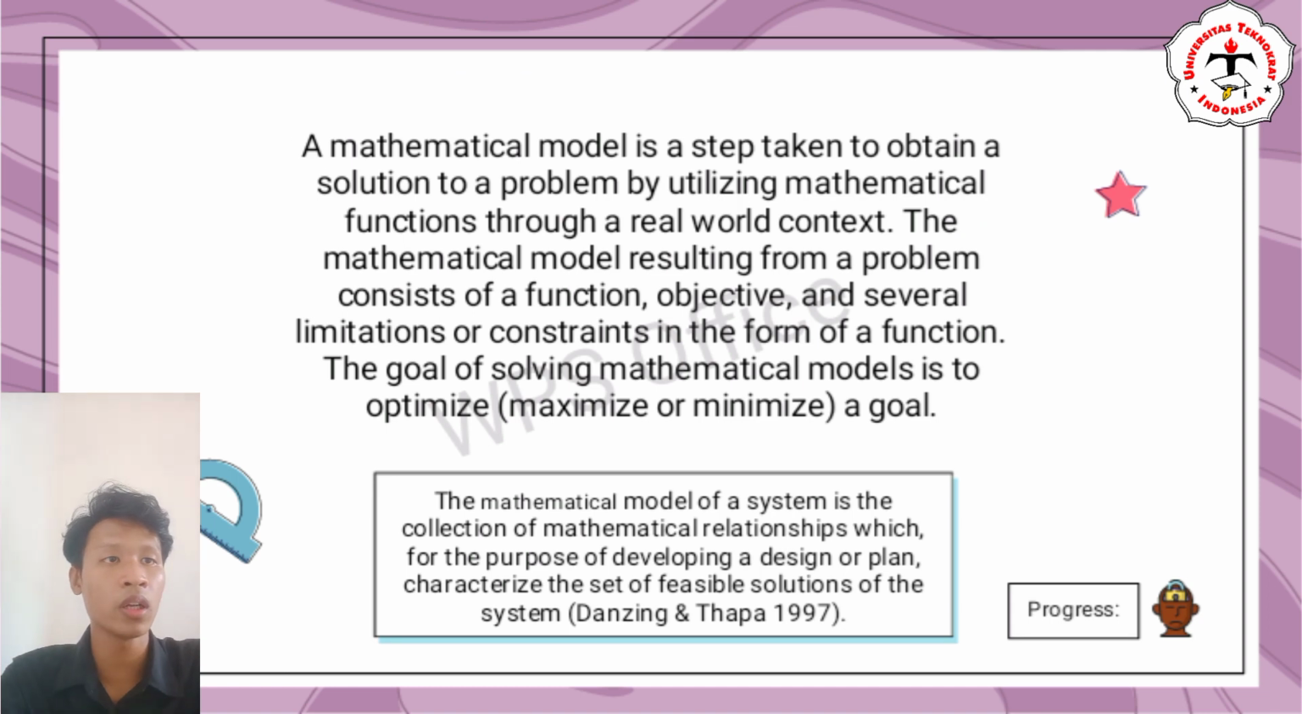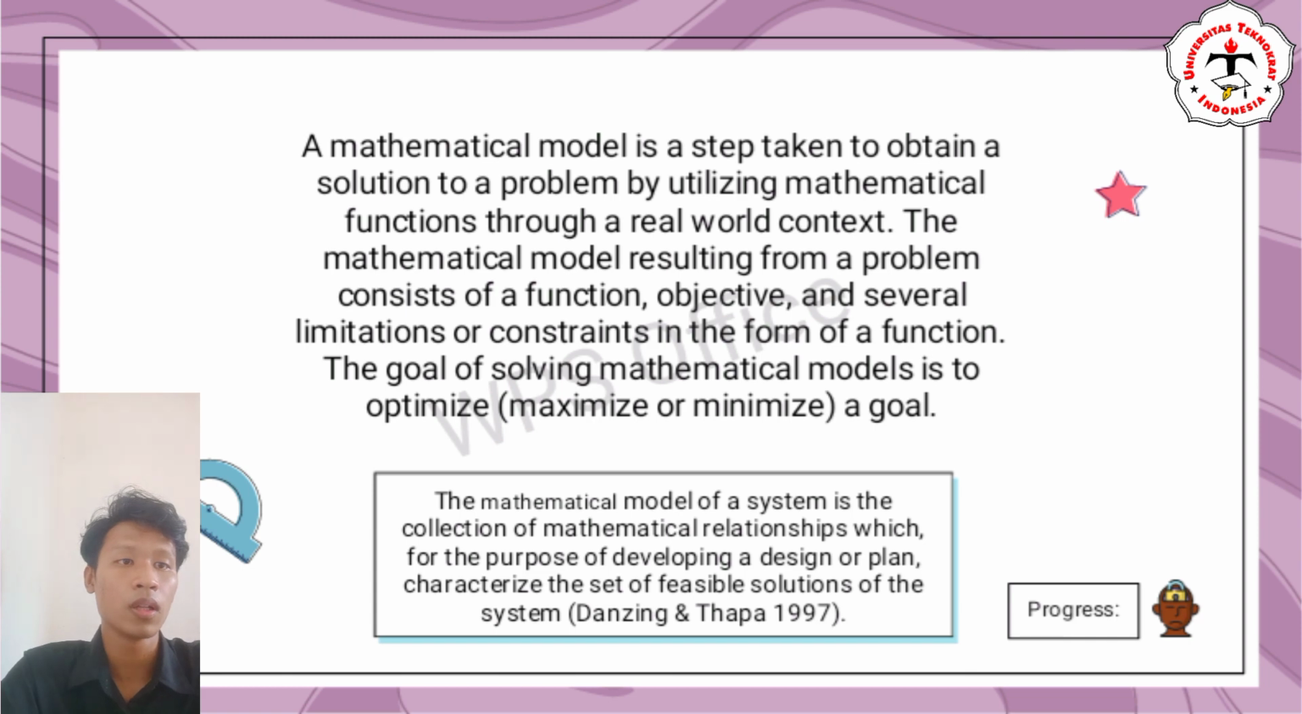Mathematical model is a step taken to obtain a solution to a problem by utilizing mathematical function through a real-world context. The mathematical model resulting from a problem consists of a function, objective, and several limitations or constraints in the form of a function. The goal of solving a mathematical model is to optimize, maximize, or minimize a goal.